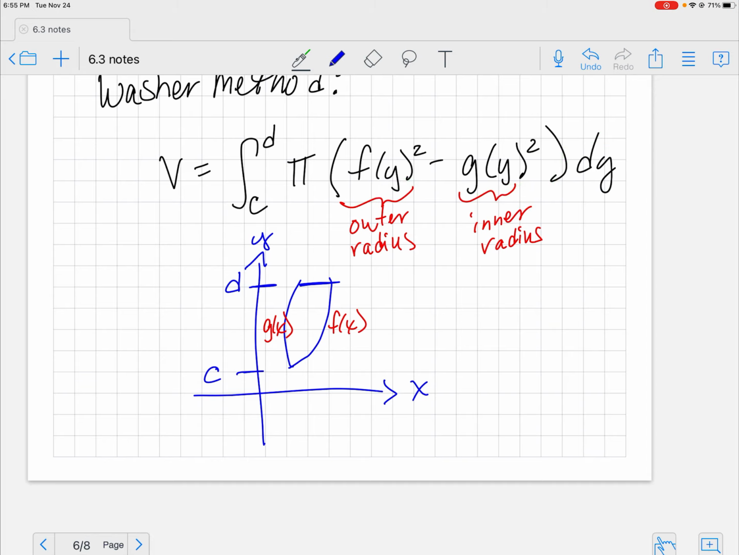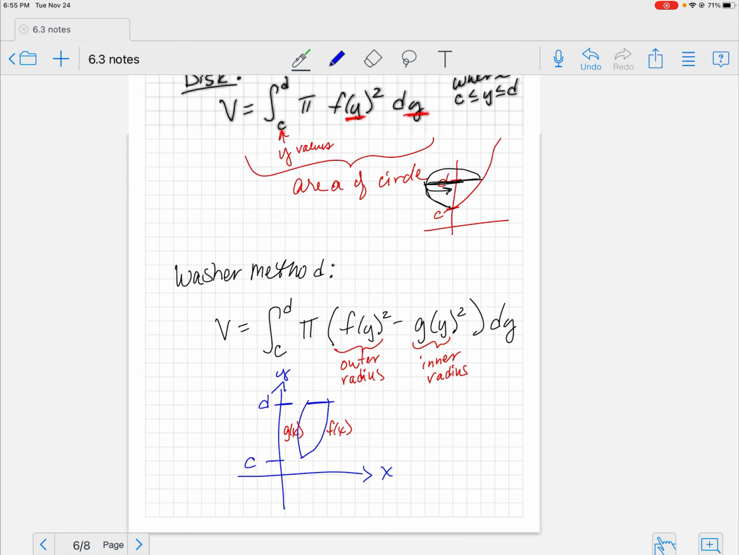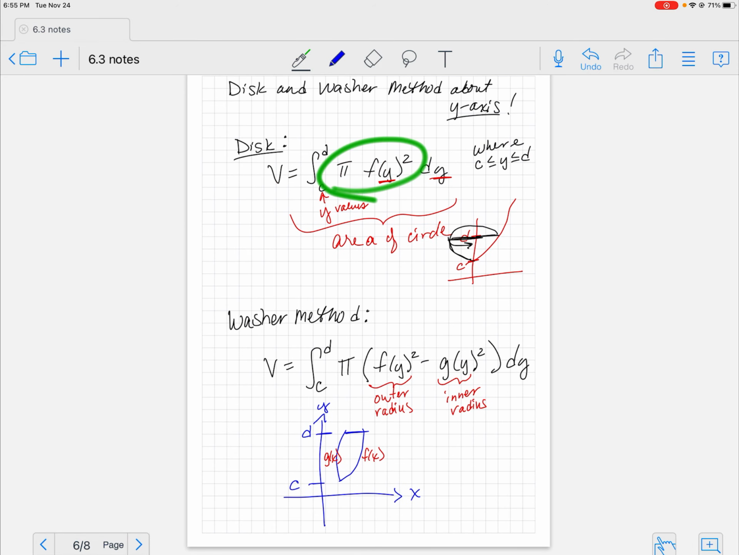But it's the same formulas that it was before. I'm not changing that up at all. We still have a circle. It's still pi r squared, the area of a circle, but everything is in terms of those y values. So pay attention to that part.